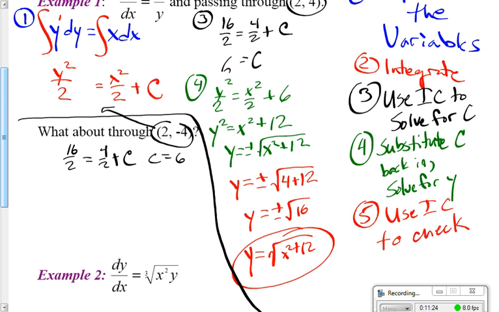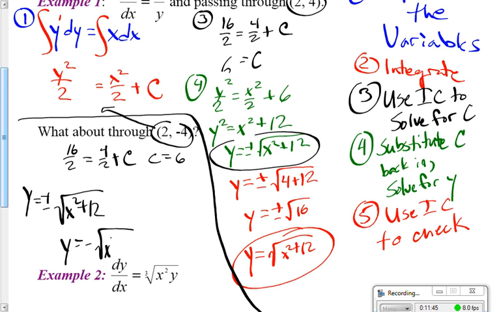You with me? Okay. So then I get back to this again, y equals plus or minus square root of x squared plus 12, right? But since it goes through 2, negative 4, which particular solution do I want? The negative. All right?